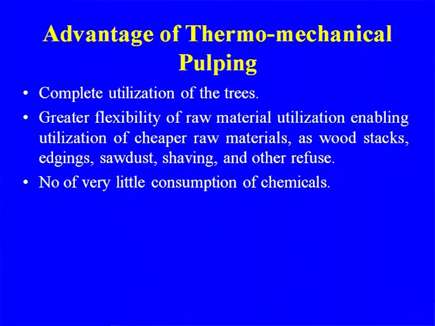This is actually why we are going for thermomechanical pulping, because, as I told you, in the case of newsprint the requirement is very high, and just to have a better yield, there should be better utilization of the raw material. So, there is complete utilization of the tree, greater flexibility of the raw material, and very little consumption of chemicals compared to kraft pulping or bleach pulping. At the same time we are having a higher yield.